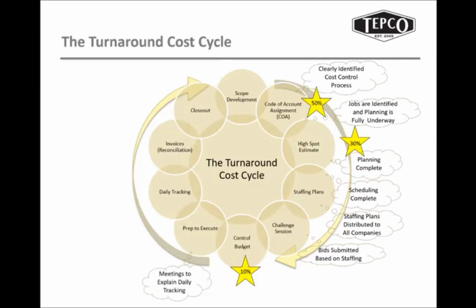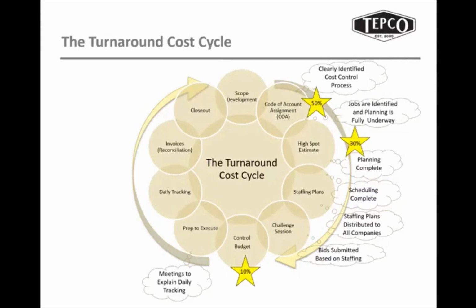Prior to execution, we'll have meetings. The meetings will say how we will do our daily tracking of people, of equipment, of the logistics, how we will update the schedule, what it will look like from a cost perspective. Then meetings back to management on what we will produce from a cost and a scheduling perspective.